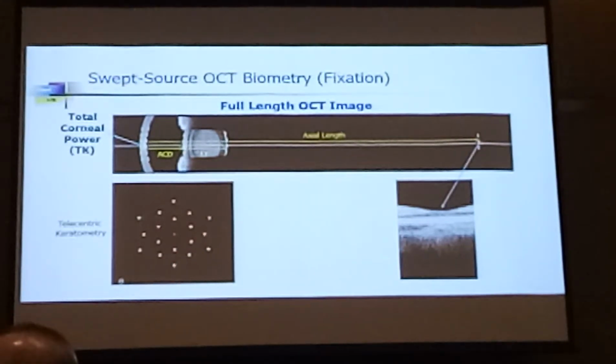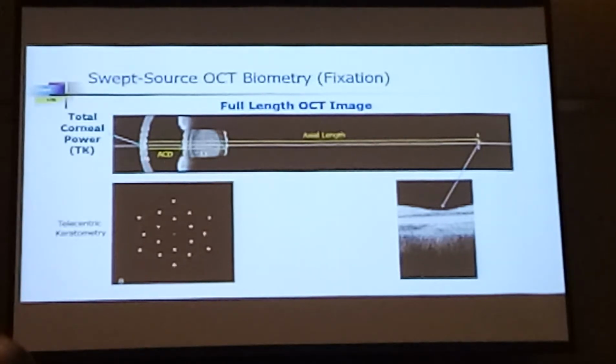The IOLMaster, the earlier partial coherence interferometry optical biometry, has the anterior corneal surface and the anterior chamber depth, but it doesn't have lens thickness. It has axial length. With ultrasound, it doesn't have K, but you have anterior chamber depth. You can have the pachymetry as well, the lens thickness, and of course the axial length, or rather the vitreous length. Actually, the axial length they just add all together.